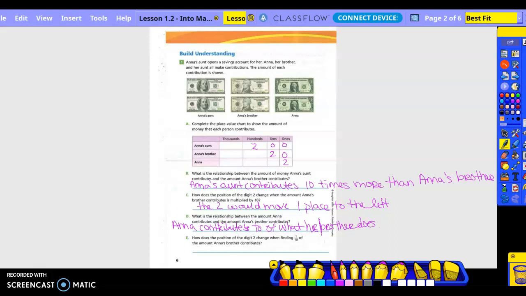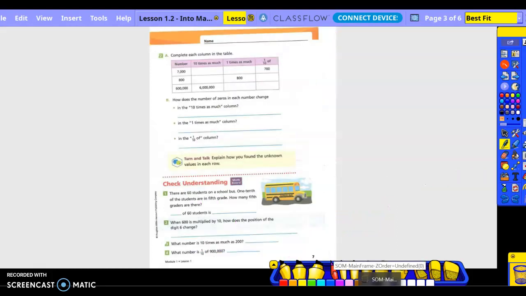How does the position of the digit 2 change by 1/10 of the amount? So since we are multiplying, we start with one place to the left. Before 1/10, we would be dividing, right? So it would go one place to the right. So basically, the 2 moves over one place to the right. Okay, on that one, this one, it would have moved over one place this way to get it to be the same, correct? Okay, so complete each column in the table.